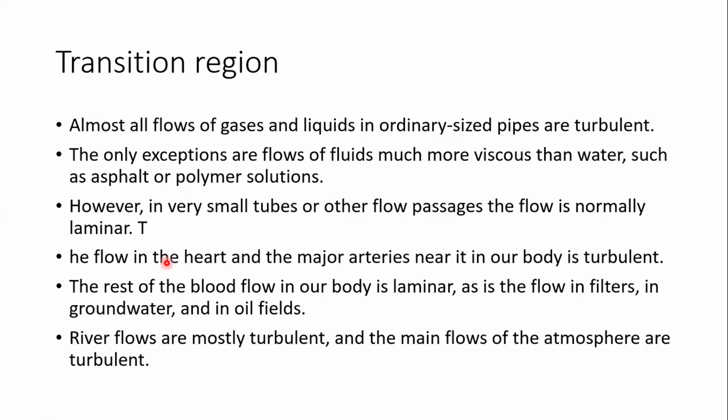So imagine you have something like cement flowing. Actually, cement is not a good example. Let's say you have something like ketchup or honey flowing through a pipe. It'll be very difficult for you to see turbulent action happening. So usually for very viscous fluids, we really don't see a lot of turbulent action. But when we have very small tubes or other flow passages, then the flow is normally going to be laminar. We can have tubes that are very, very small, and usually we have laminar flow there. So the flow in the heart and the major arteries near the heart in our bodies is usually turbulent.